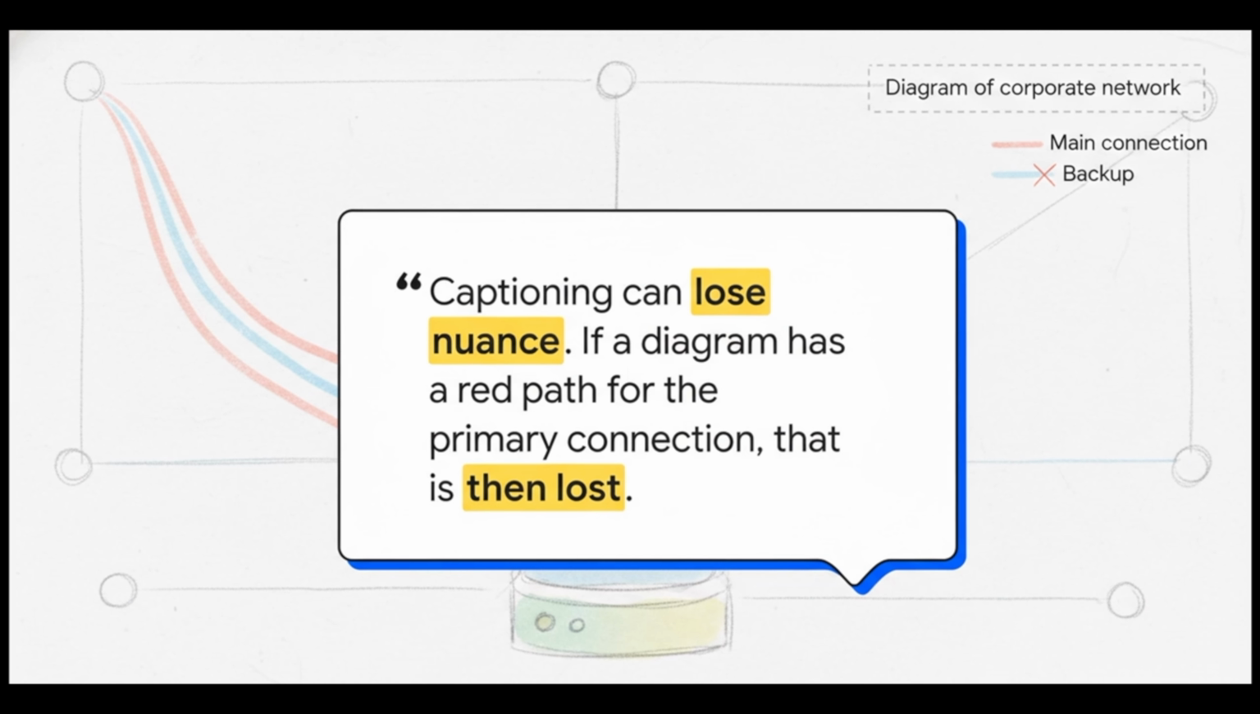Remember our network diagram? A caption might just say something generic like, a diagram of the corporate network. But what if that diagram had a red line showing the main connection and a blue line for the backup? All of that crucial visual information, boof, it's gone. The text just can't capture that level of nuance.